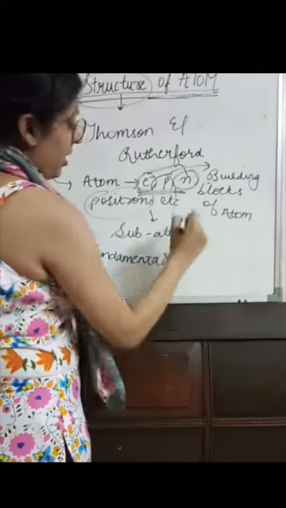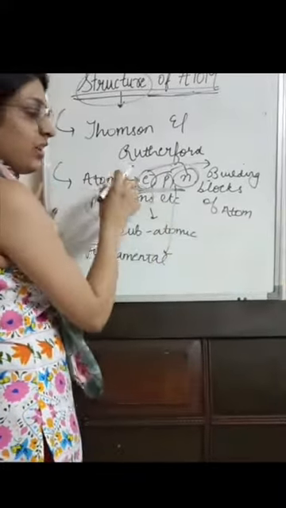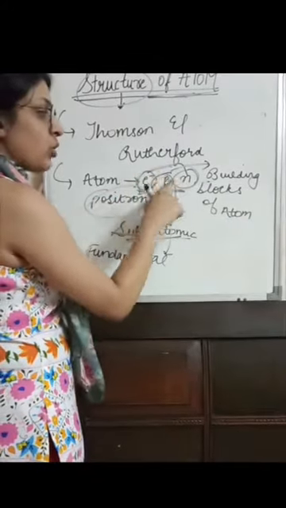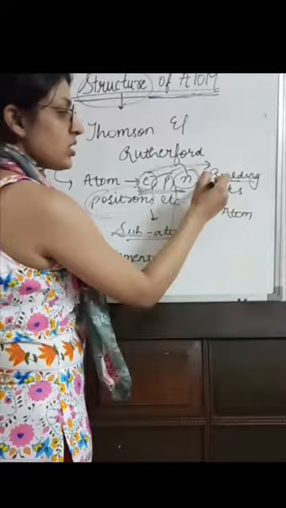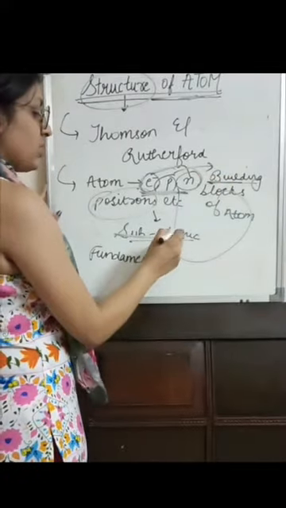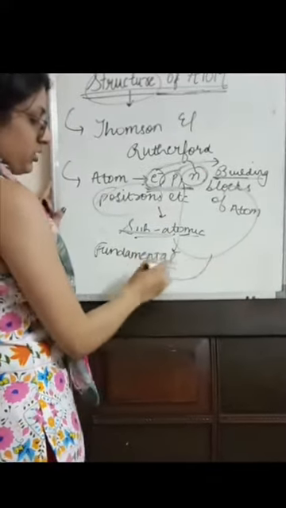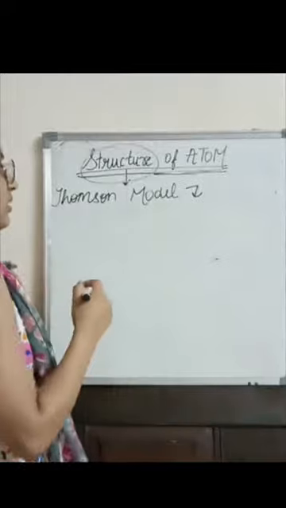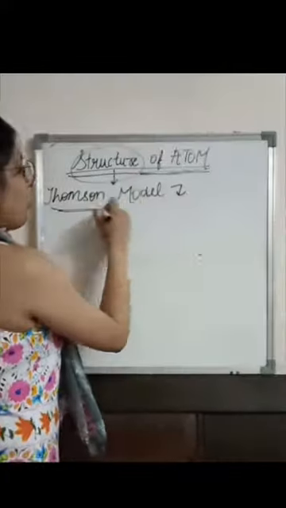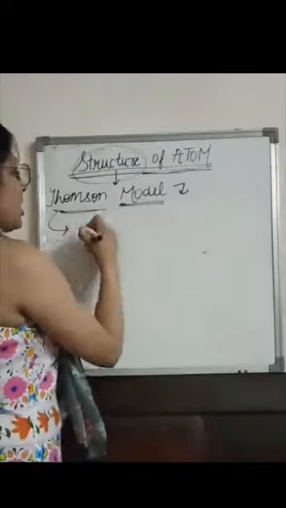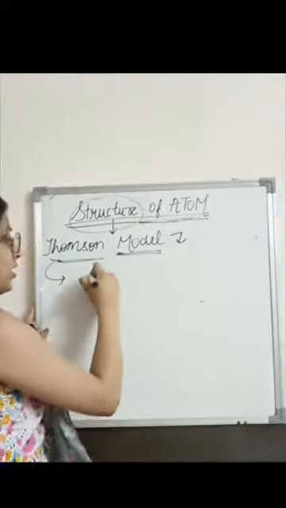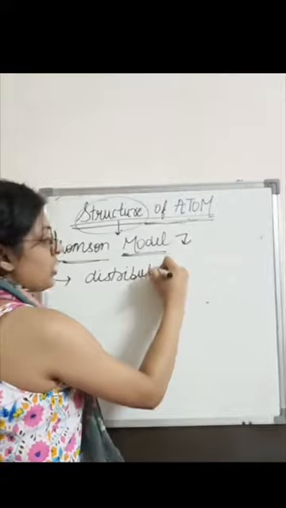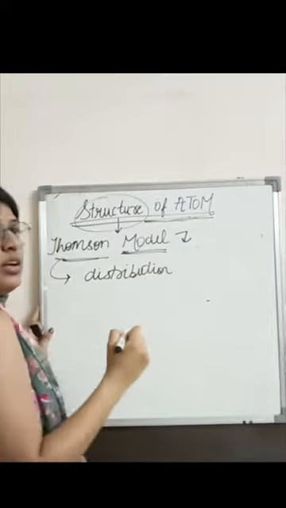If we talk about every particle, collectively they are known as subatomic particles. And if we only discuss the electrons, protons and neutrons, which are also the building blocks, these are known as the fundamental particles. Now we are going to discuss the J.J. Thomson model. In the Thomson model, we will discuss how the charged particles are distributed, the distribution of charged particles in an atom.